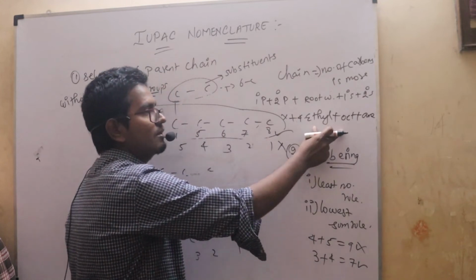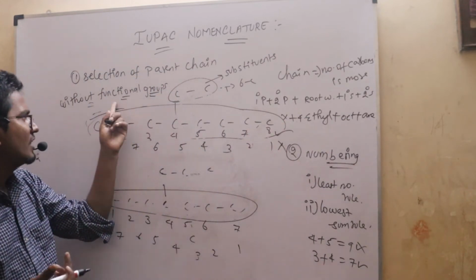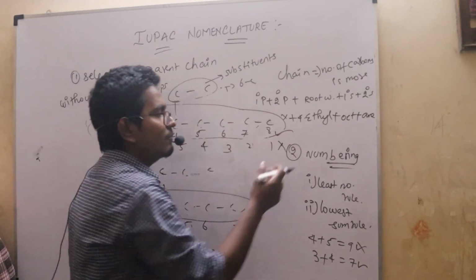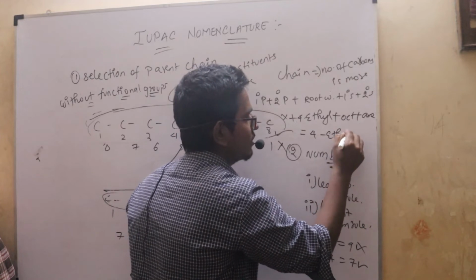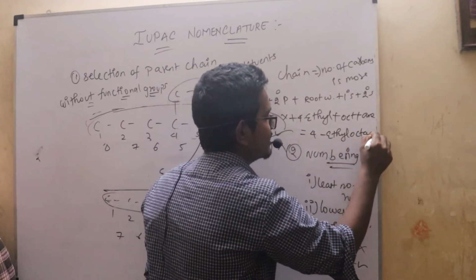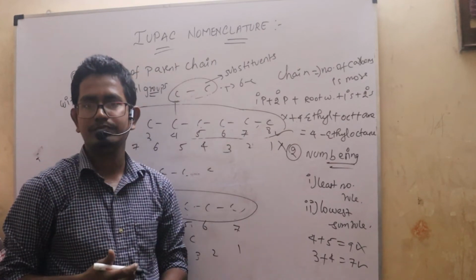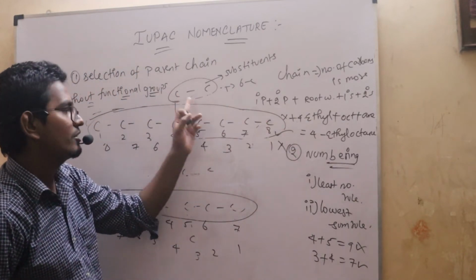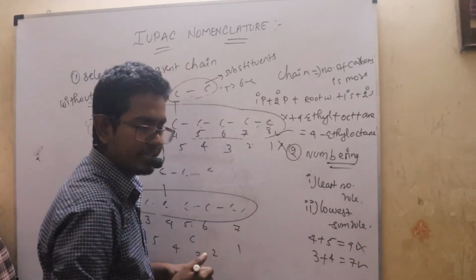Then there is no secondary suffix because there is no functional group. We already said it is without functional groups. Then what is the name of this compound? 4-ethyl octane. It is very easy to name complex organic compounds too, and here we are studying without the functional groups. What is the name of this compound? 4-ethyl octane.